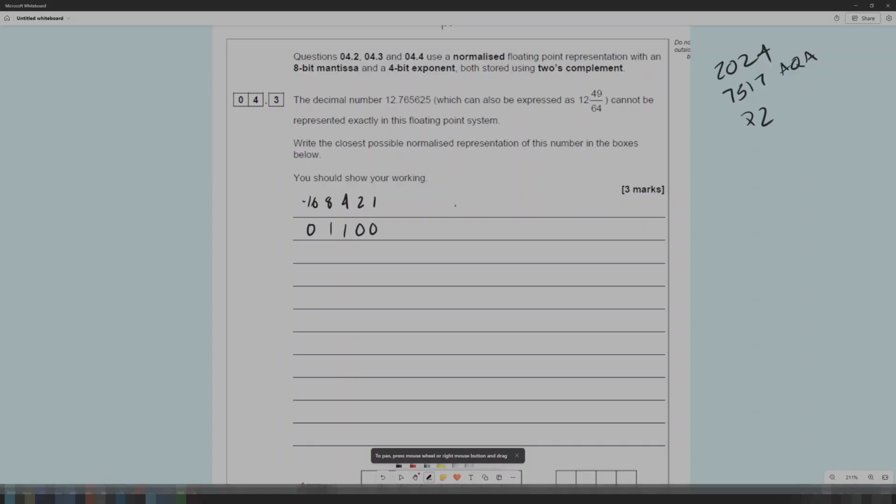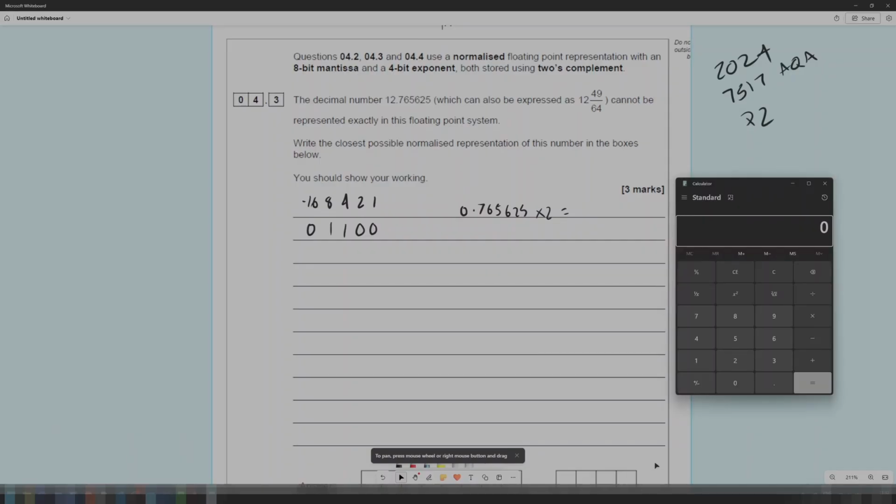Now for the fractional part. I'm going to leave some space here so I can write in the representation later, but 0.765625. So we've got that. Now I'm going to use the times 2 method, again showing my working as I go. So we're going to times that by 2, so 0.765625 times 2 gives us 1.53125.